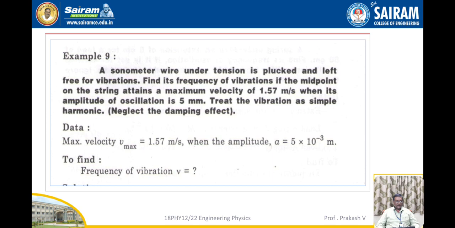So here the given data is Vmax is equal to 1.57 meter per second when the amplitude A is equal to 5 into 10 to the power of minus 3 meter. So here we have to find out frequency of vibration, that is mu.